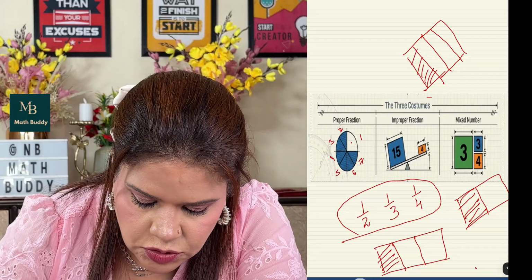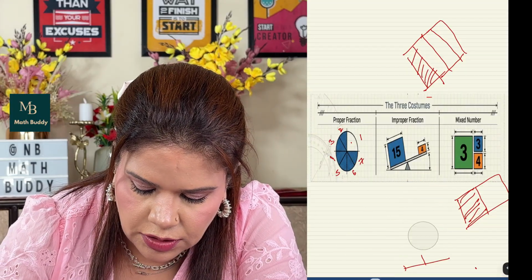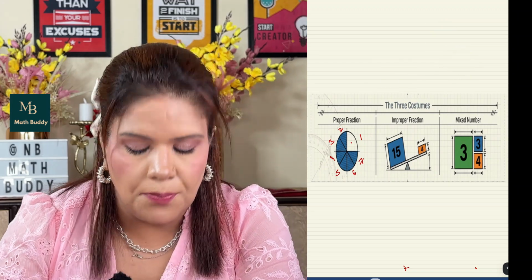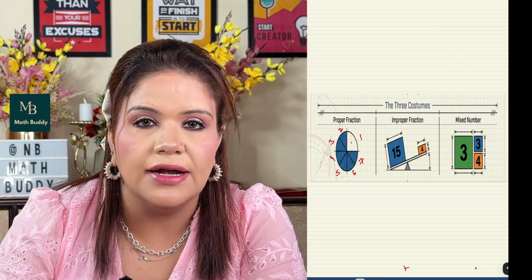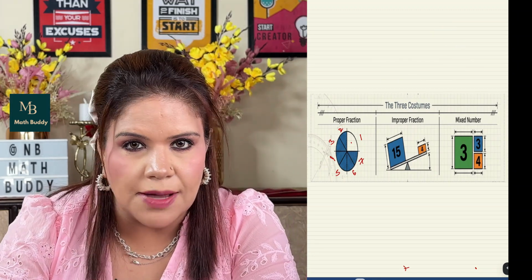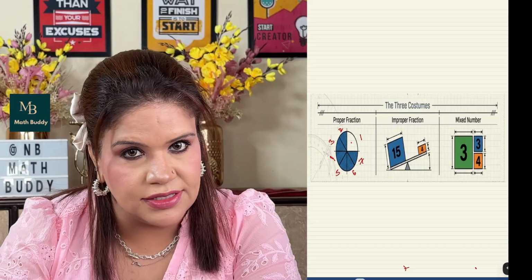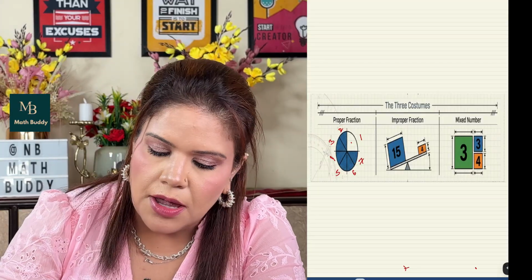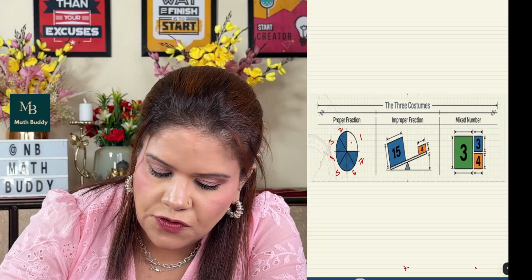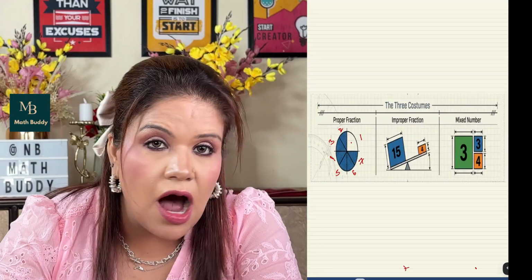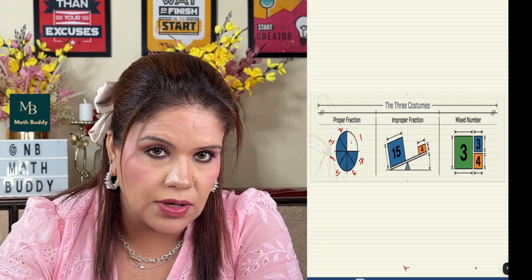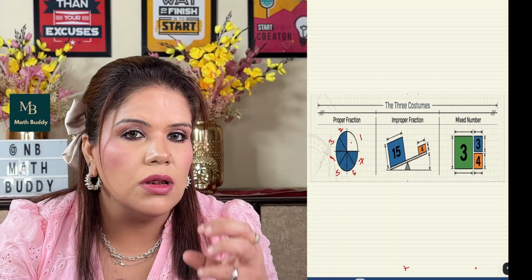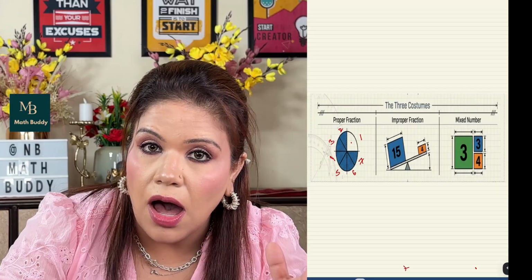Now I am coming to the improper fraction. Improper, in English, means something which is not right. Now why do we call it improper here? Because in these fractions we are only studying fractions, but they have smuggled a whole number into them. Now how?